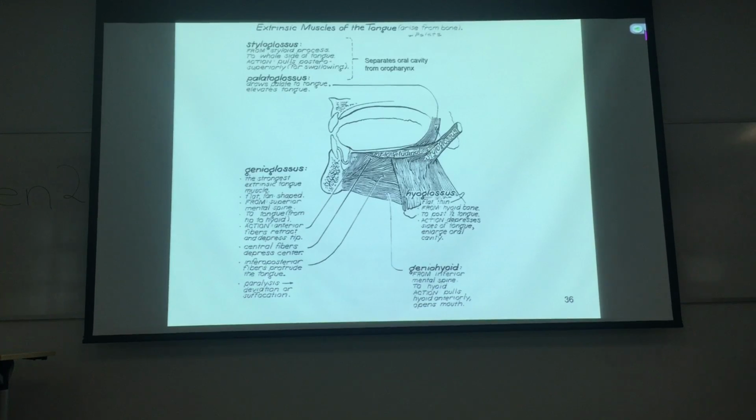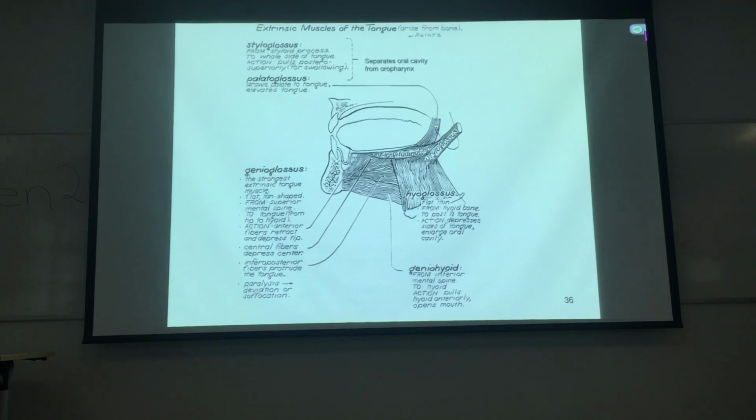Hyoglossus is this fan-shaped muscle that goes straight up and down, extending from the tongue down to the hyoid bone. And then palatoglossus will be this muscle right here. It's a muscle that goes up to the palate and comes down. And then genioglossus, coming from the superior genial tubercle, is a fan-shaped muscle that goes all the way across the tongue, anteriorly to posteriorly.